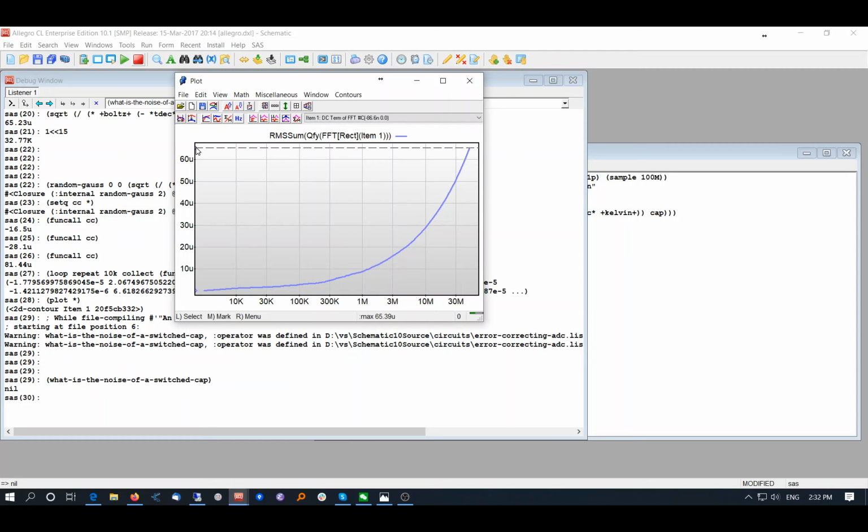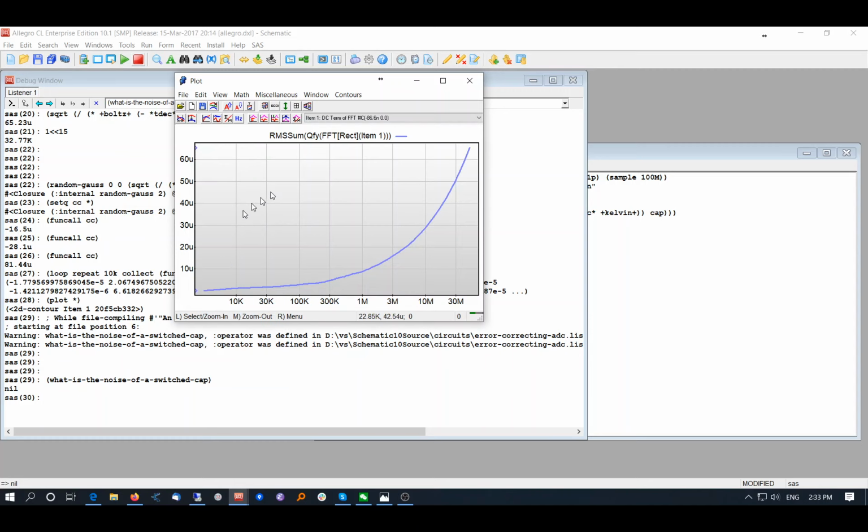We're told that the kT over C noise occupies the Nyquist range. And look at that, that simulation does. There's the 65.39 microvolts, that's the per sample voltage noise of a 1 picofarad capacitor. And there it is at the maximum frequency, the Nyquist frequency that this FFT found for us. That's very encouraging so far, right?